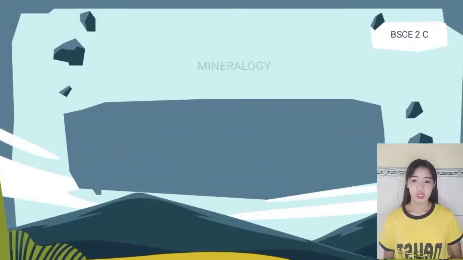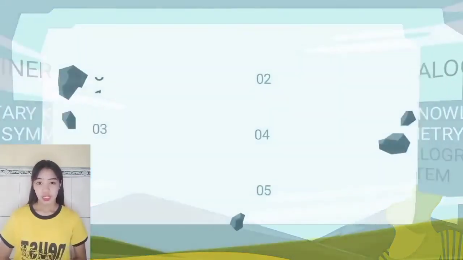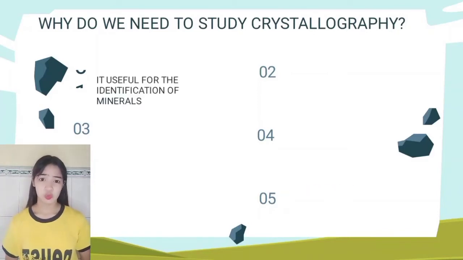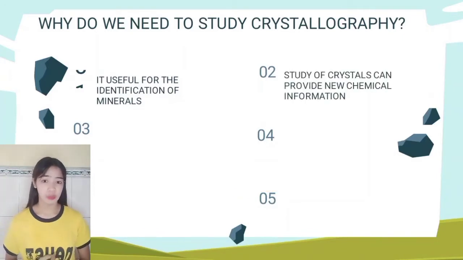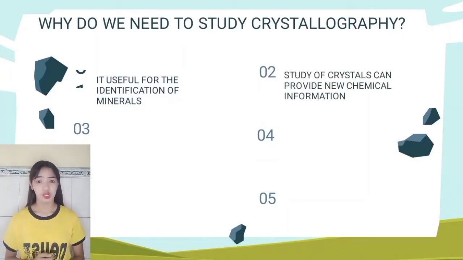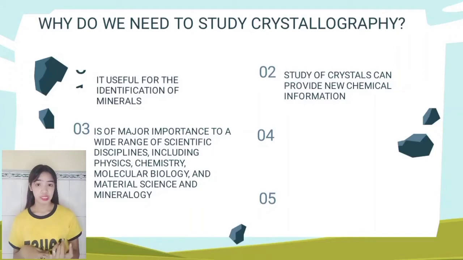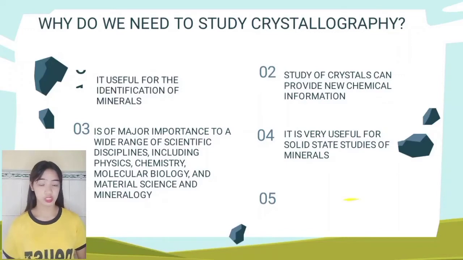So now I am going to discuss the first subtopic under mineralogy, which is elementary knowledge on symmetry or crystallographic system. So let's get started. But the first question is, why do we need to study crystallography? Crystallography is useful for the identification of minerals. It is also the study of crystals that can provide new chemical information. Also, crystallography is of major importance to a wide range of scientific disciplines, including physics, chemistry, molecular biology, material science and mineralogy. It is also very useful for solid-state studies of minerals. It is also important in crystal healing therapy.